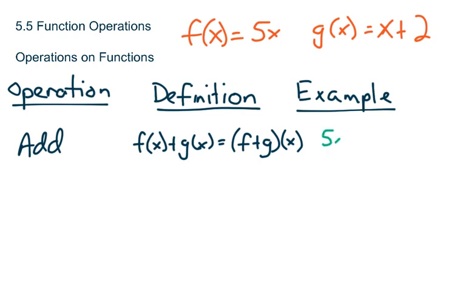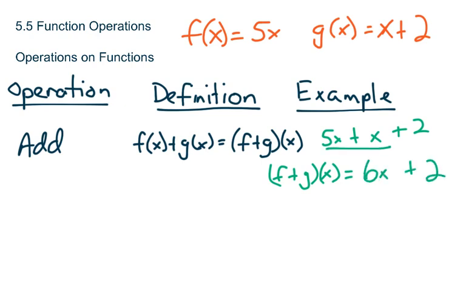Okay, so when we're adding two functions together, all we need to do is take 5x plus x plus 2. Sorry about that. And then this is just basically combining like terms. So we're going to have f plus g of x is equal to, we can combine 5x and x, 6x plus 2. And that's your answer right there for if we wanted to add those two functions together.